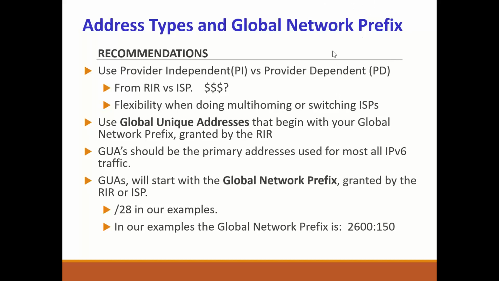And again, I'm pretty sure Nalini covered that, so I'm not going to go into great detail there. But what we're saying is that that's the type of address that you should be able to use for almost all of your IPv6 traffic. And in our case, it will start with the global network prefix that we got from the RIR or the ISP. In our case, it was a /28. That is the global prefix, and that's what all of our addresses will start with. And we actually saw that in one example already. And I think that's all on this slide.